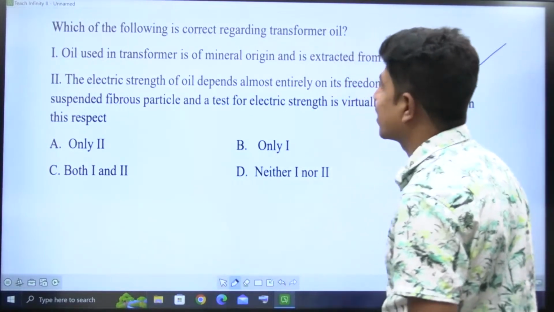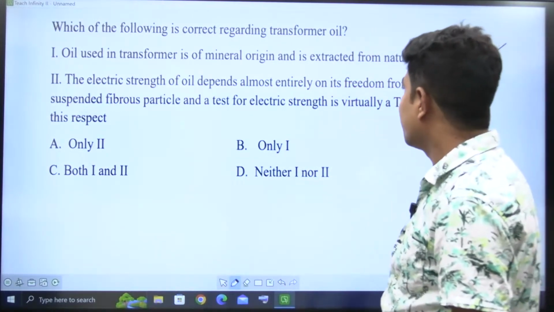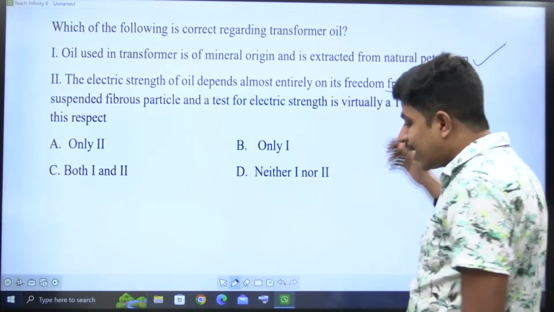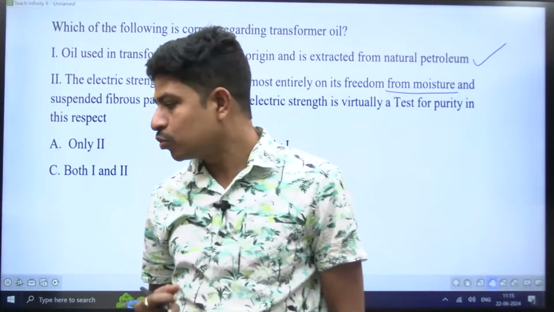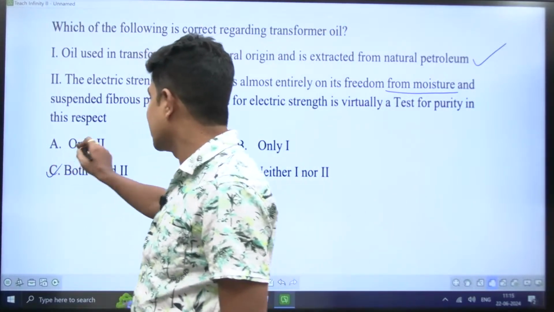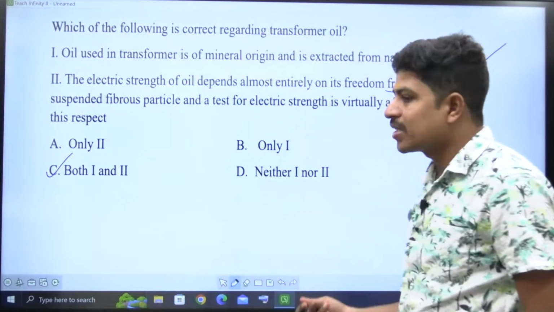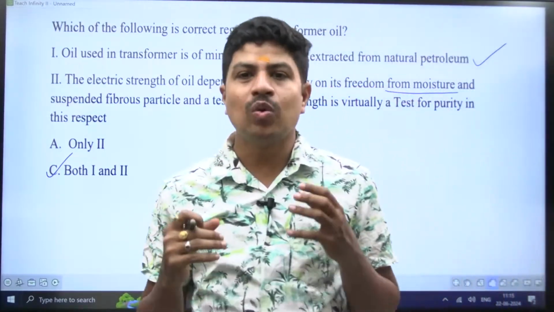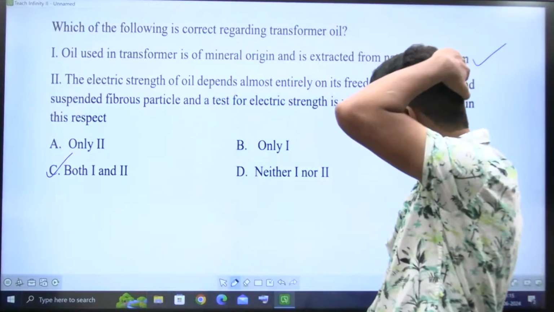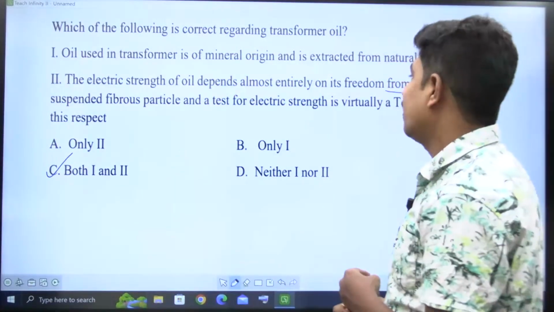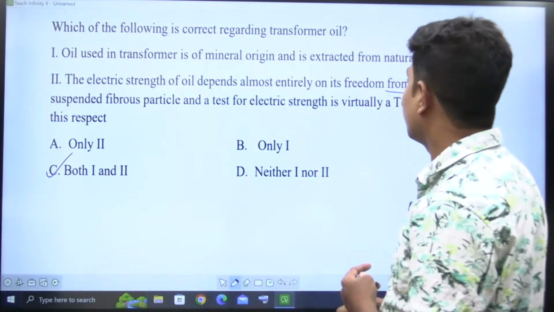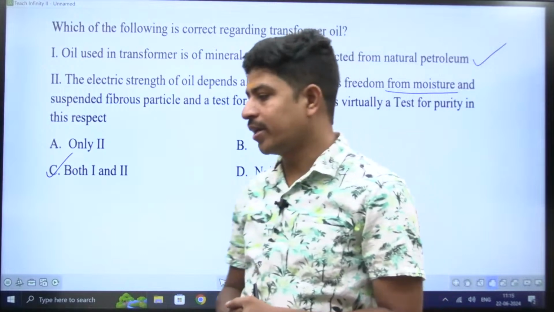Next, the electric strength of oil depends almost entirely on its freedom from moisture, and suspended fibrous particles, and a test for electric strength is virtually a test of purity in this respect. Yes, dielectric strength. Suraj Kumar, option C. Harika, option C. Yes, both 1 and 2 are correct. See, any material to have good dielectric strength must be free from moisture. Otherwise, its dielectric strength will get decreased, right? Yes, very much correct.